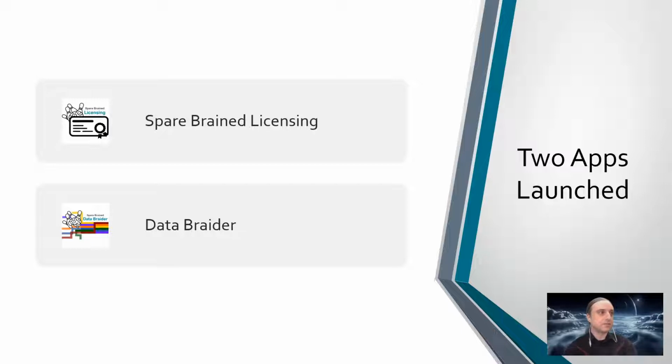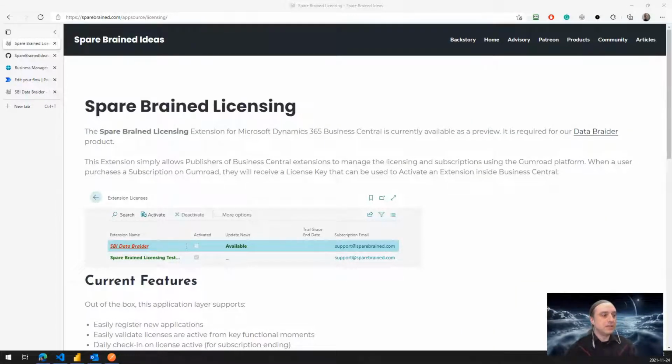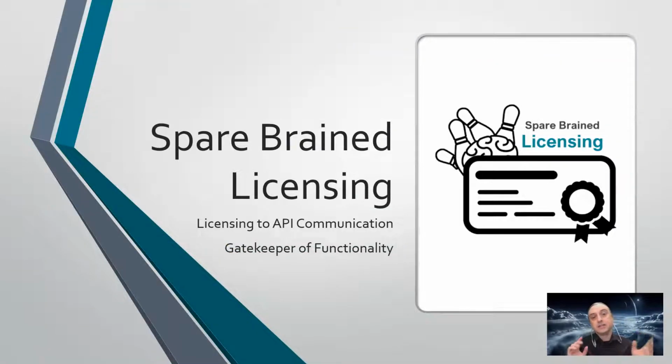So, anyways, the core concept of the licensing product is that it facilitates communication with a licensing API, and it allows you to easily gatekeep functionality within your Business Central system. This is very much a version 1.0 release, so I expect there are probably bugs lying in wait for us, and also lots of things people are going to want for features. Makes all the sense in the world.